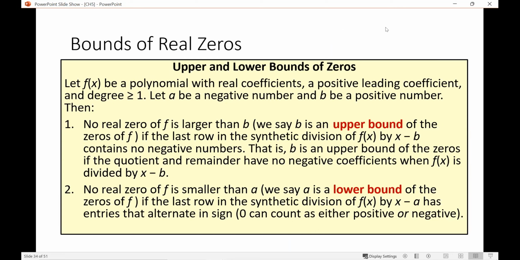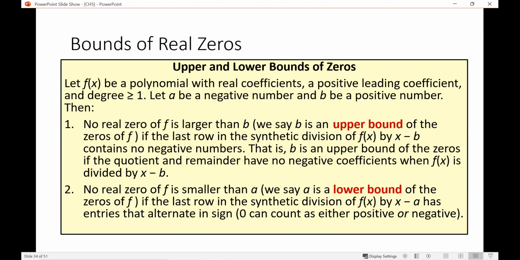So we have a couple techniques to find our real zeros. If we have a polynomial with real coefficients and a positive leading coefficient, degree 1 or greater, and we call A some negative number and B a positive number, then we can say that B is the upper bound and A is the lower bound if the last row in synthetic division, when we divide by B, has no negative numbers, then B is an upper bound.